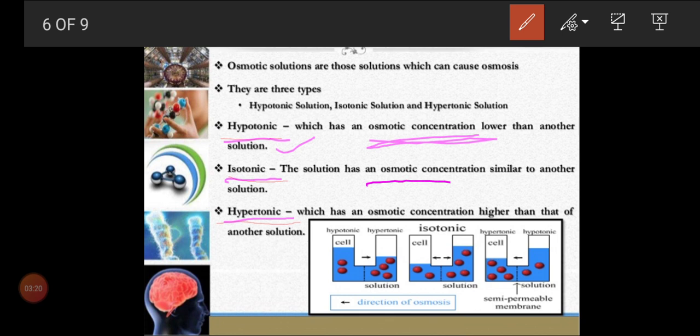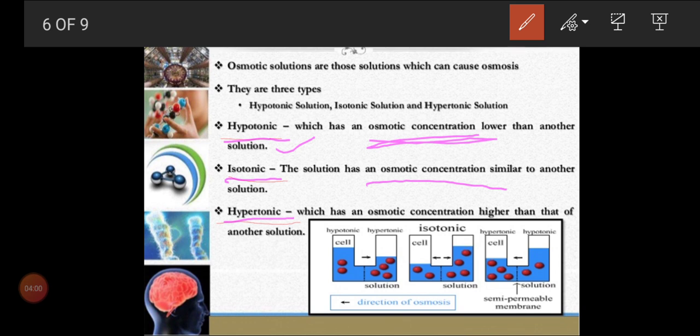Next one, isotonic solution. When we compare two solutions and both contain an equal number of solute particles, that is called an isotonic solution. In an isotonic solution there is no net movement of water molecules. Normally isotonic solutions are used in the laboratory. An example of an isotonic solution is Ringer's solution.